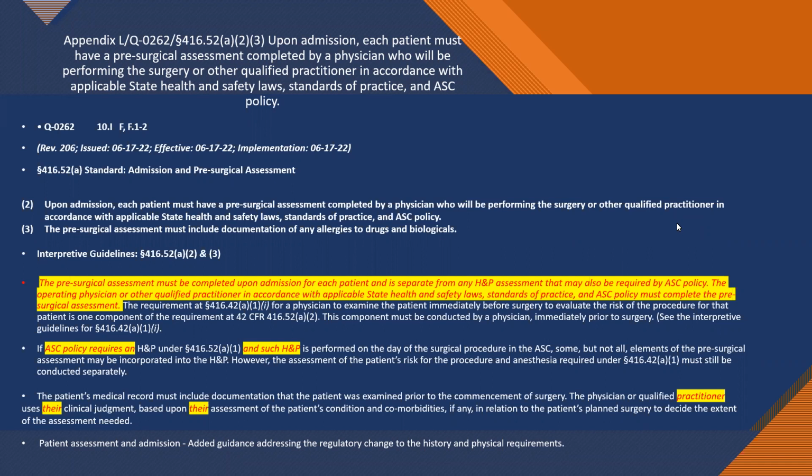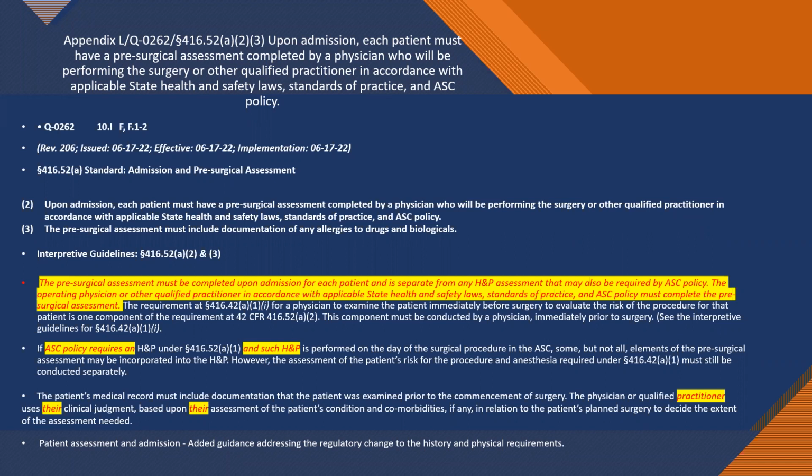The ASC policy requires an H&P under 416.52(a)(1), and such an H&P is performed on the day of the surgical procedure in the ASC. Some, but not all, elements of the pre-surgical assessment may be incorporated into the H&P. However, the assessment of the patient's risk for the procedure and anesthesia required under 416.42(a)(1) must still be conducted separately. The patient's medical record must include documentation that the patient was examined prior to the commencement of the surgery.